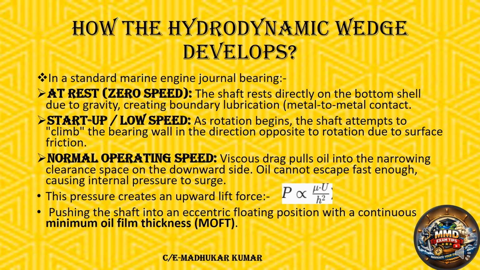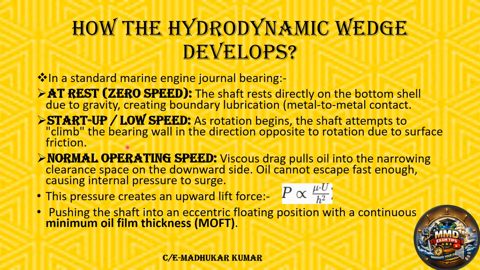So how does the dynamic wedge start or develop? At rest, at zero speed, the shaft rests directly on the bottom side due to gravity, creating boundary lubrication, metal-to-metal contact. I have shown you this in the starting part of it. Next, startup at low speed: as rotation begins, the shaft attempts to climb the bearing wall in the direction opposite to the rotation due to the surface friction. So basically the shaft is attempting that part.